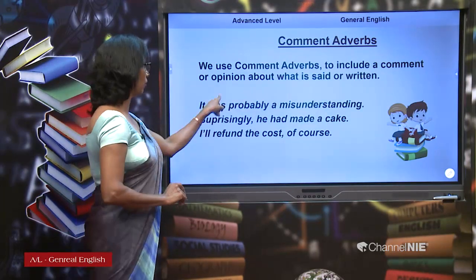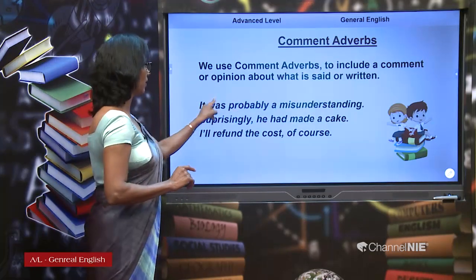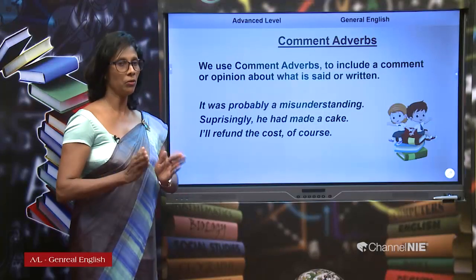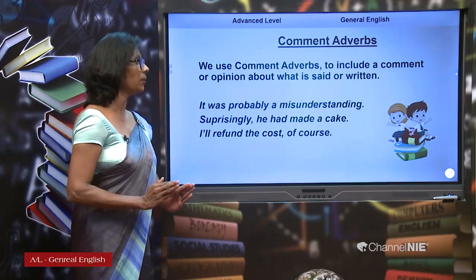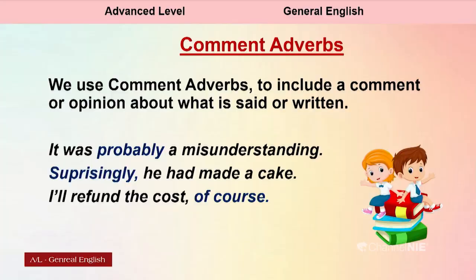Remember this, we are not going to say that it was a misunderstanding. There again we are using probably, maybe, possibility. We are going to talk about that, right. So we are not very sure, but we are going to say the idea that it was probably a misunderstanding, right.